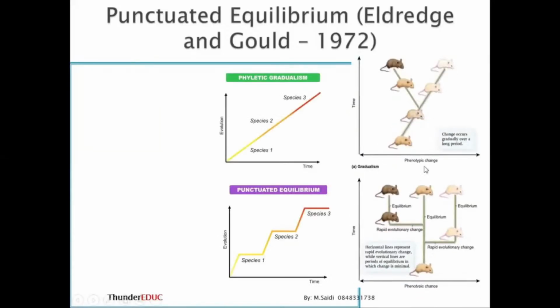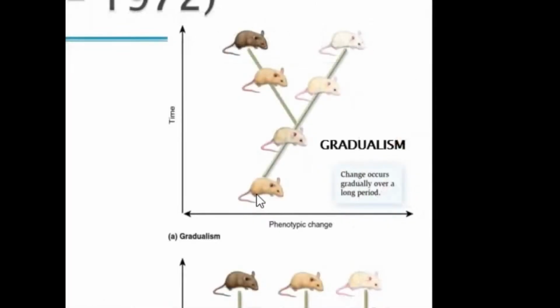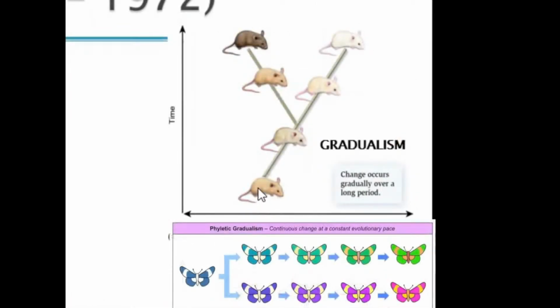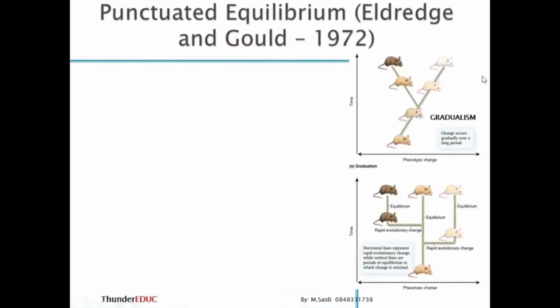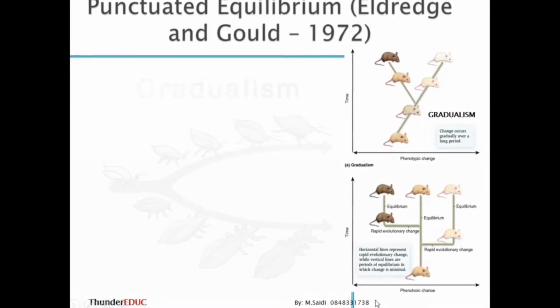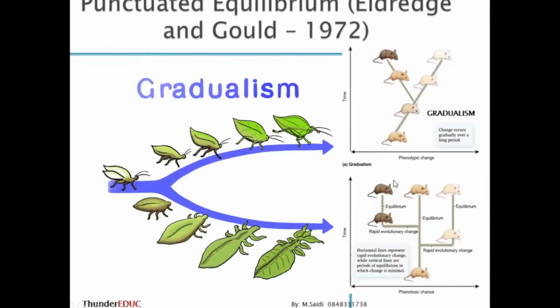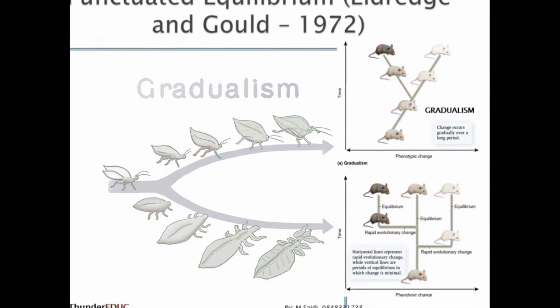So if you look at these two diagrams, one is showing punctuated equilibrium and the other is showing gradualism. Gradualism shows that a species changes gradually over a great period of time. There is no rush in the changing. They change from this point to this point, but the change is gradual. It is not fast. It's just a gradual change.